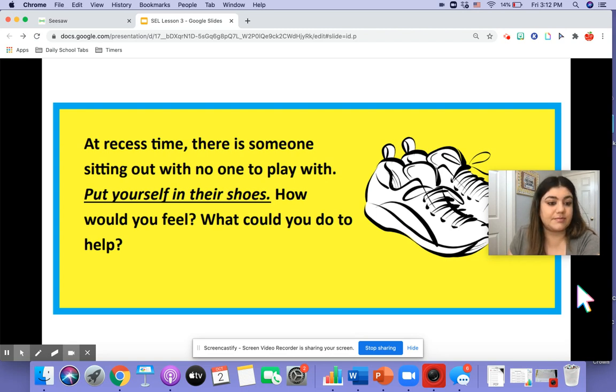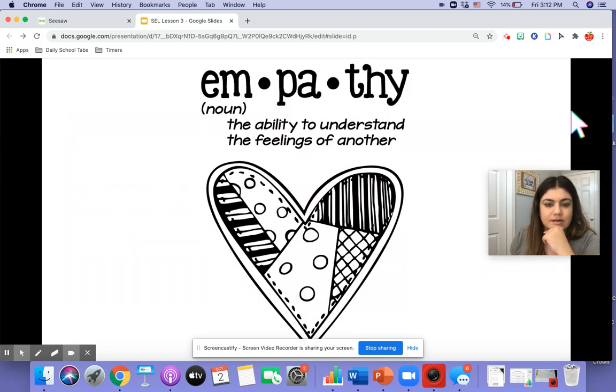They probably feel lonely, scared, nervous. Maybe it's their first day of school at a new school. What could you do? I like how some students are thinking about this. Empathy. Let's remember, empathy means you are able to understand the feelings of someone else. Put yourself in someone else's shoes.